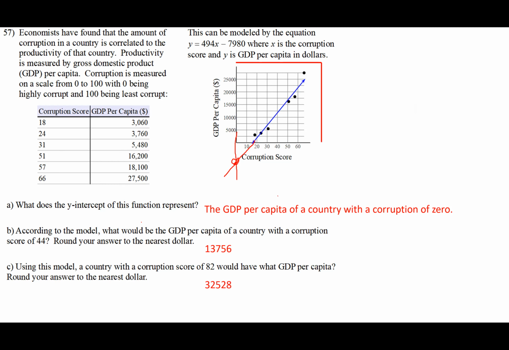If I give you the GDP, I want to know the corruption score. If I give you the corruption score, I want to know the GDP per capita. From the two choices that I can give you, I'll give you one, and then you give me the corresponding number on the other side. Let's take a look at another example.